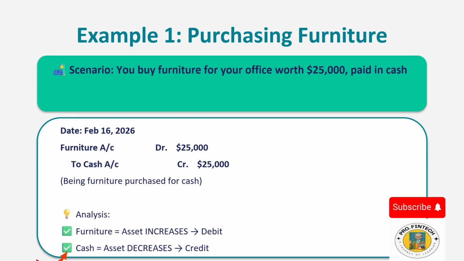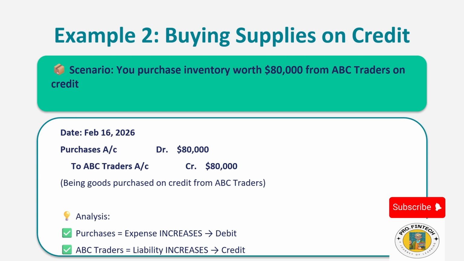Here's the journal entry. Furniture account debit 25,000, cash account credit $25,000. Being furniture purchased for cash. See how it makes sense? We got furniture, debit, and we gave cash, credit. The dual aspect is balanced. Both sides are $25,000.